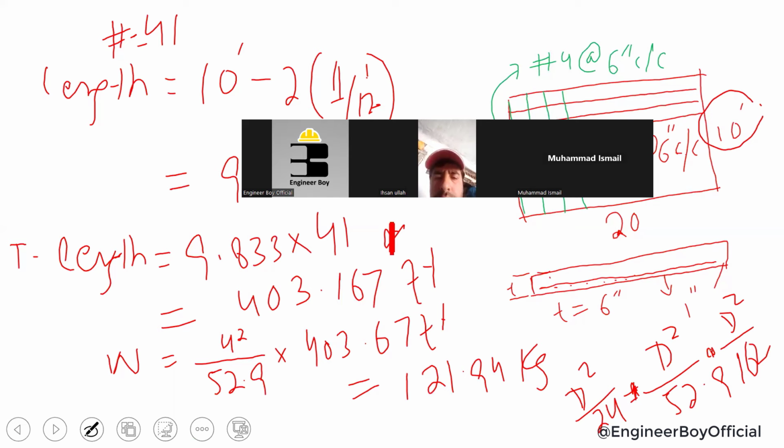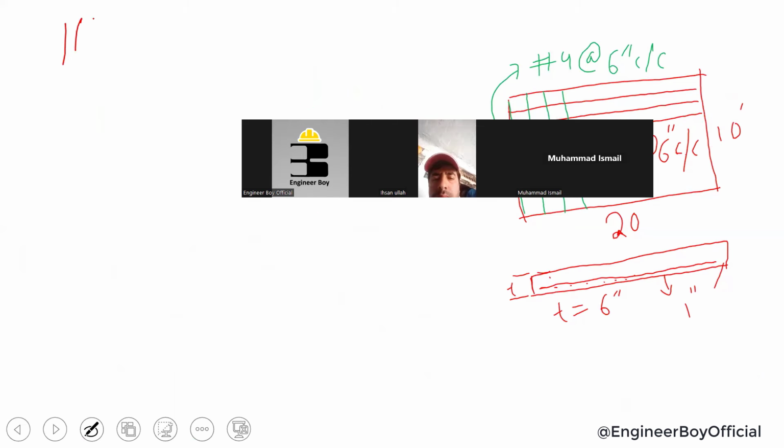So it was just for the main bar. So we will say 122 kg. The main bars, which are number four bars, we should buy 122 kgs for the same slab.